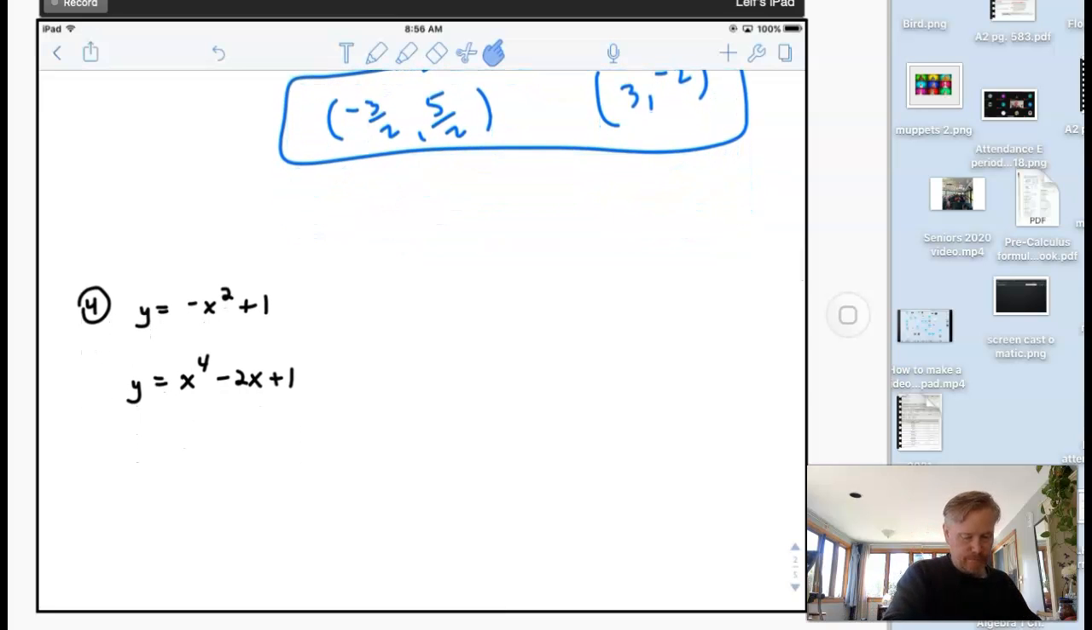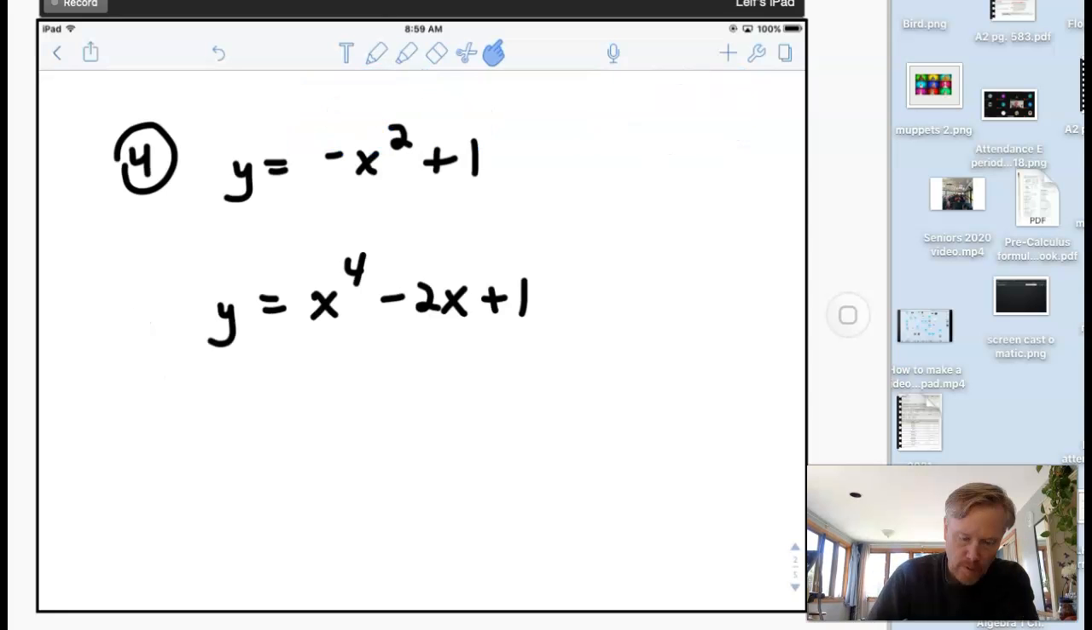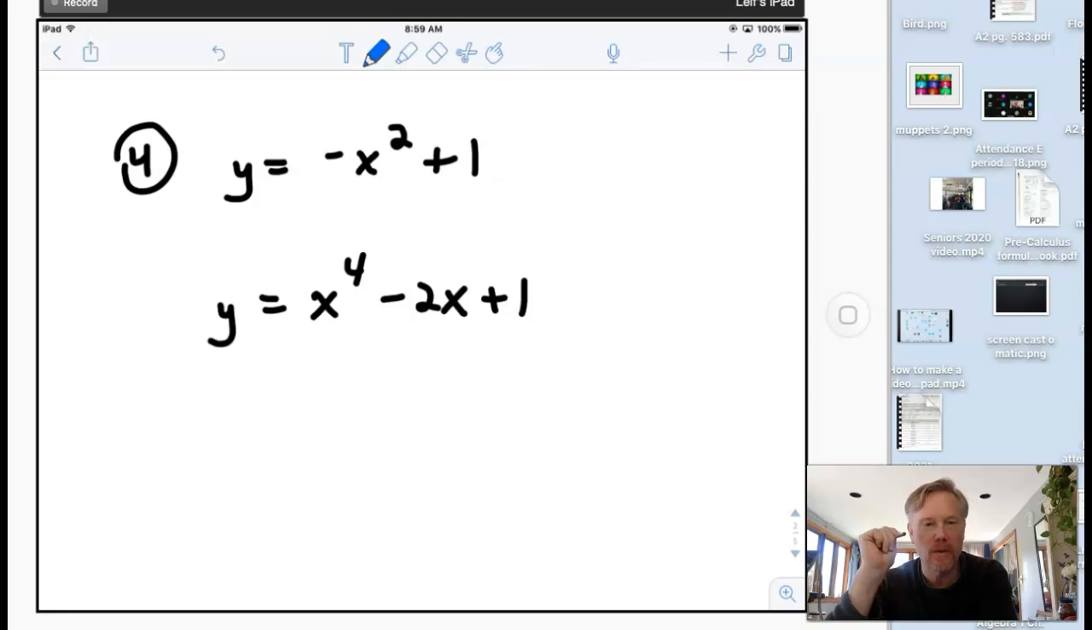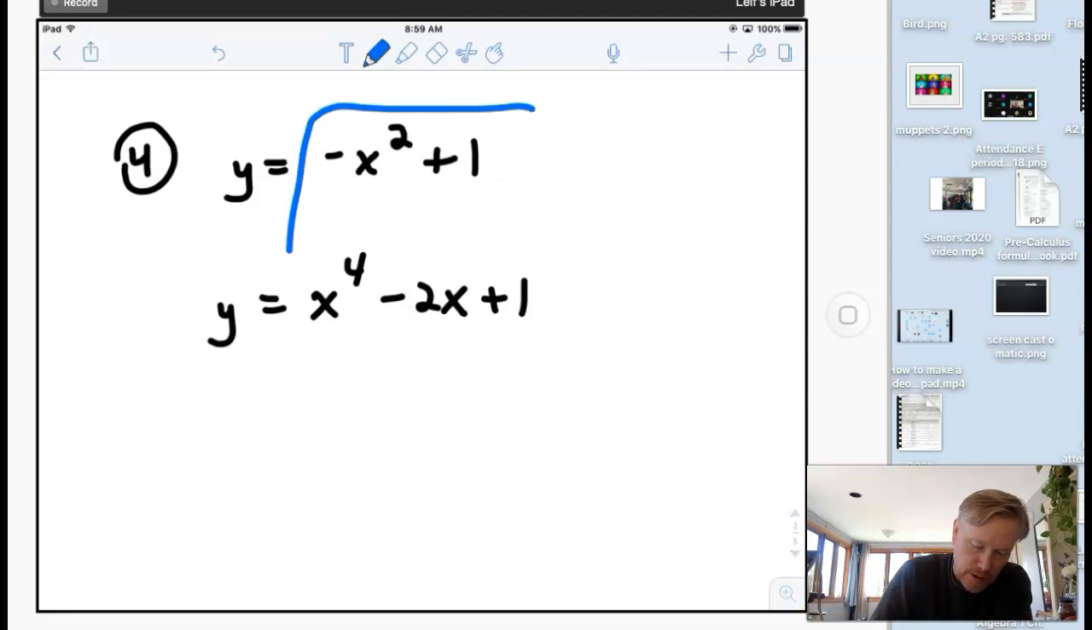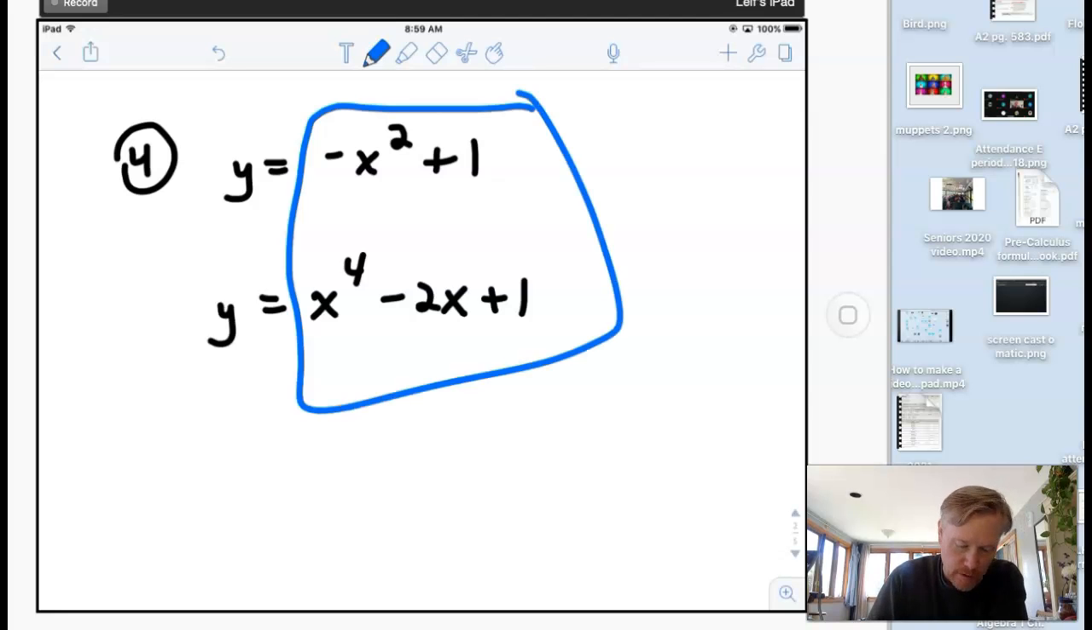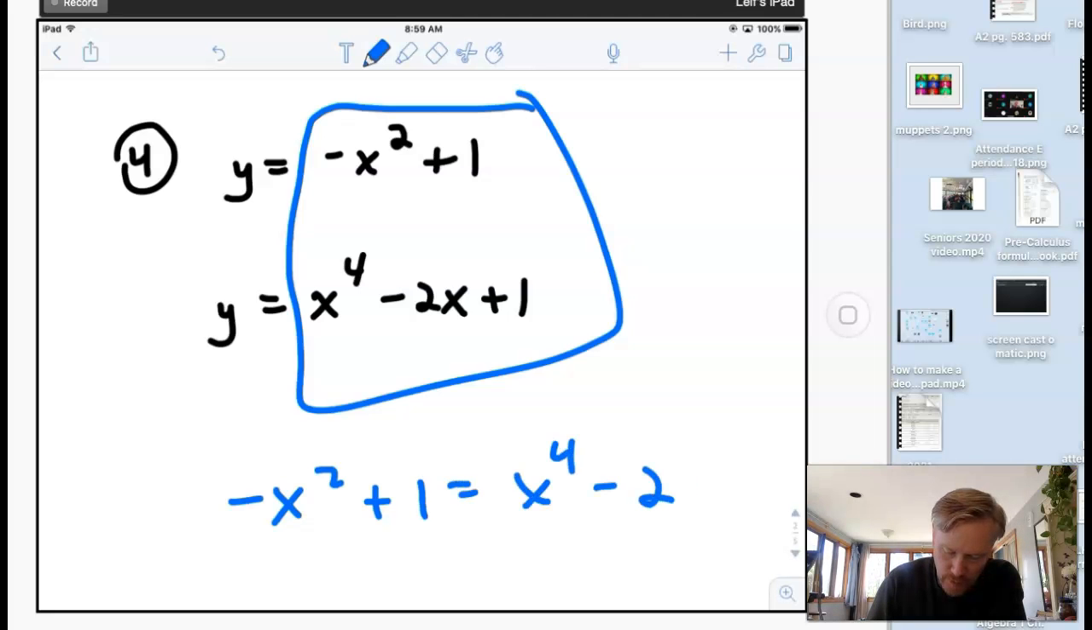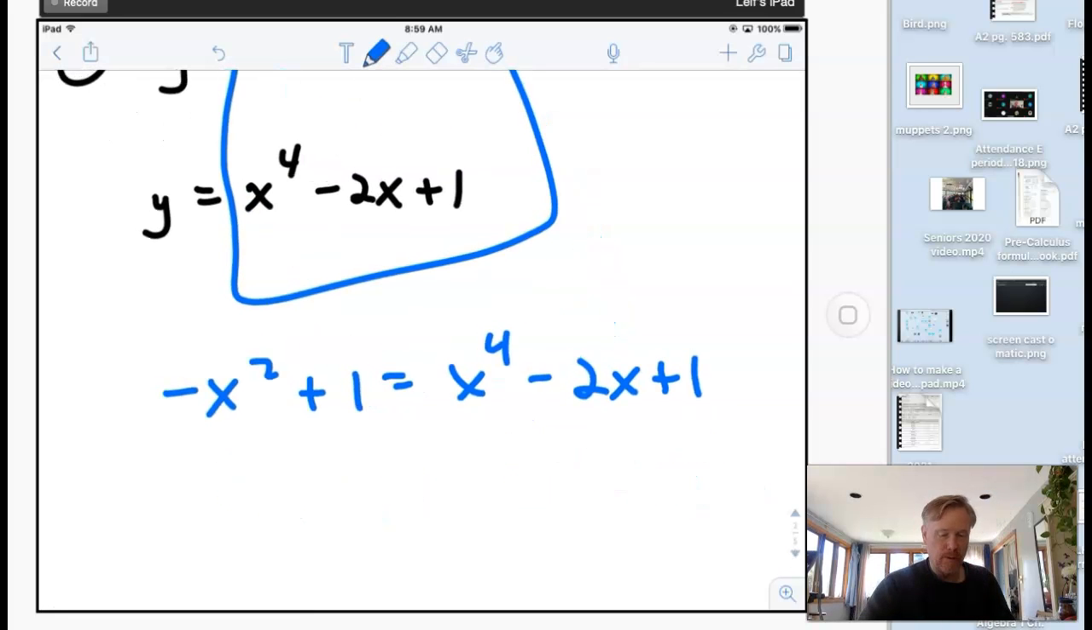Next one, number 4. Number 4 is a little different because we got two things that equal y. All right, so this one's not so bad to set up. Just set both of these things equal to each other, okay? And I get an equation I can work with. So this equals x to the 4th minus 2x plus 1. If the two things are equal to the same thing, then they're equal to each other.